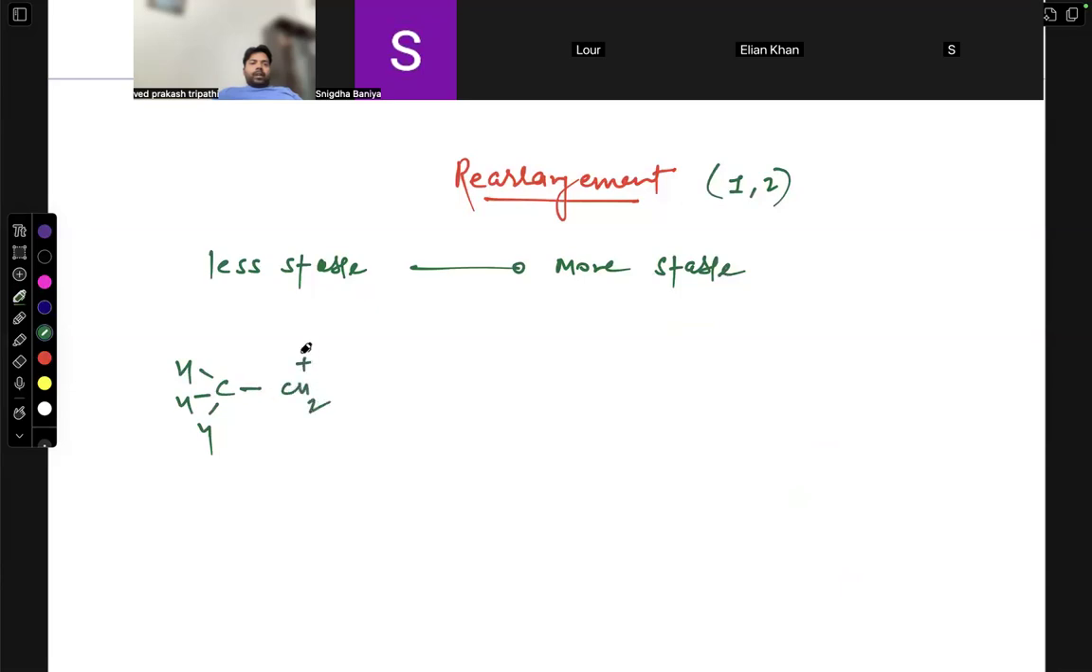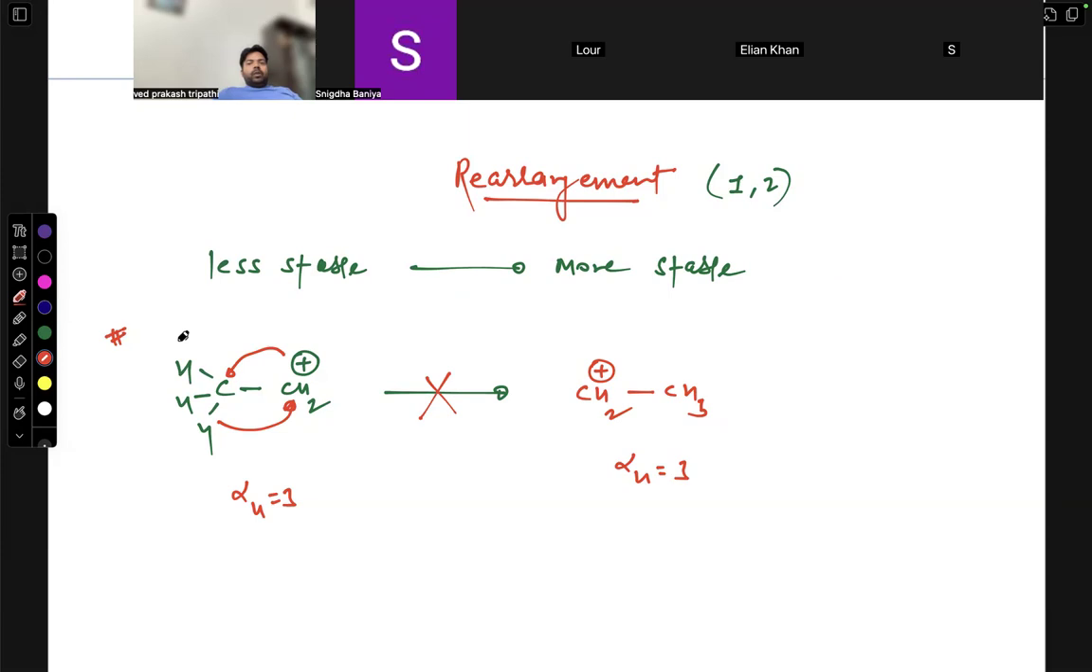suppose we have this carbocation at this moment. Right now we have just 3 alpha H. If we shift the positive charge over here and one of the hydrogens goes back to this carbon, the newly formed carbocation would be CH2 plus CH3, and you can see again 3 alpha H. So there is no change in stability, they have equal stability, so no rearrangement. Make sense, this example? Because we have equal stability.